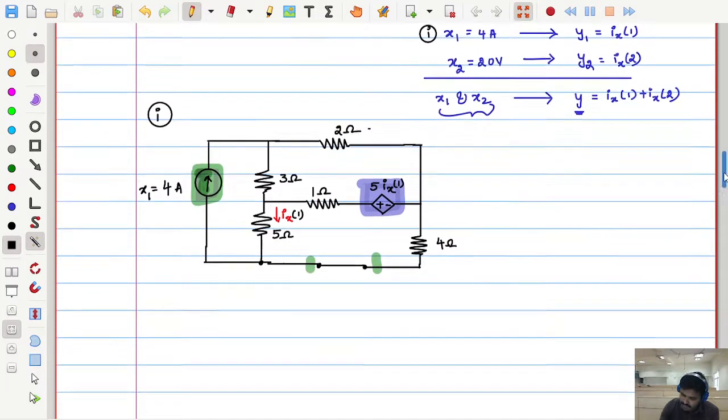Okay. So now you can utilize any method which you know very well to solve for Ix1. You can go with the mesh analysis or nodal analysis, whatever it is. So let me go with the mesh analysis here. For which I will indicate the meshes. Let me start here. This is one mesh. This is the second mesh. This is the third mesh. So let me call the currents I1, I2, I3 mesh currents.